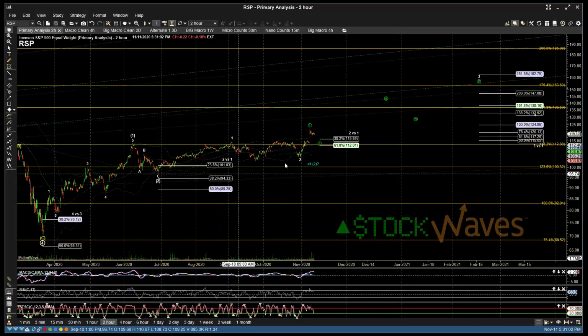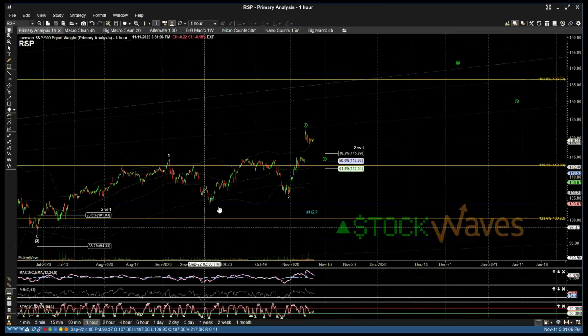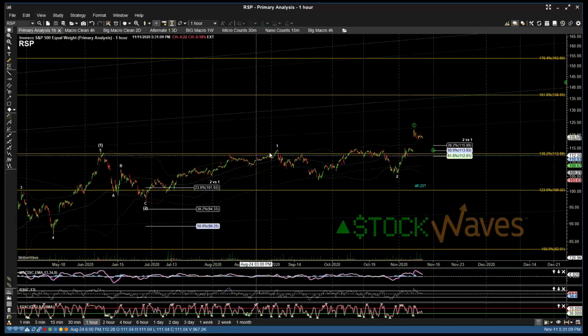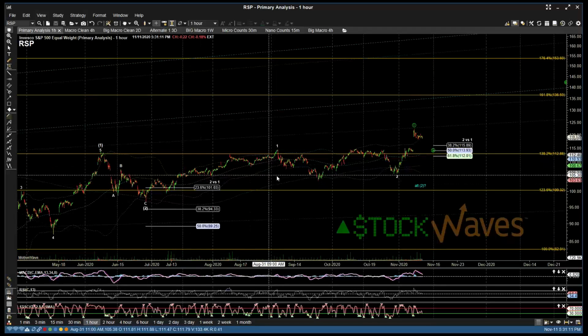Anthony asks about measuring the fibs inside of a diagonal. A diagonal is very similar to an impulsive move.